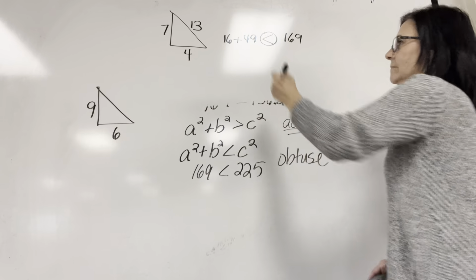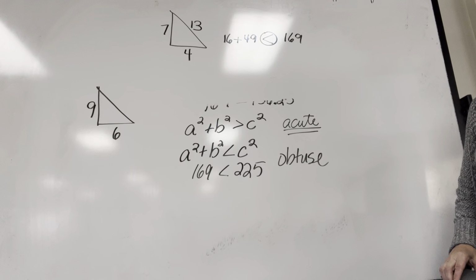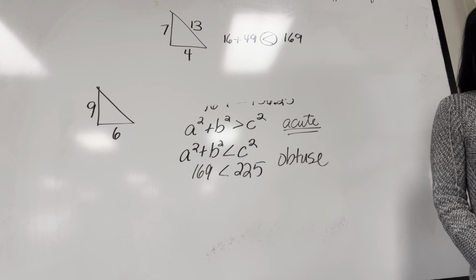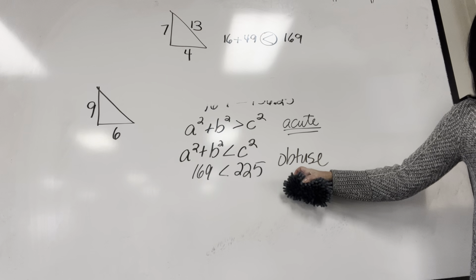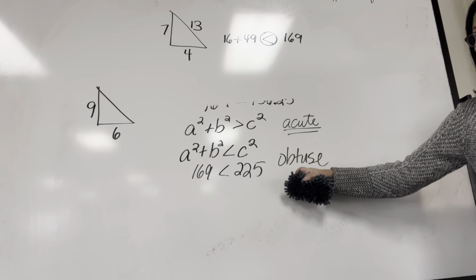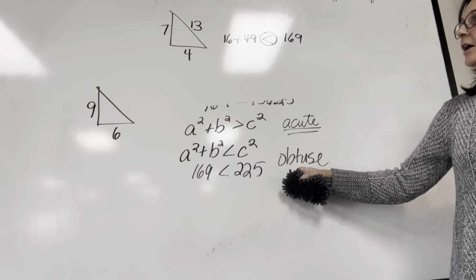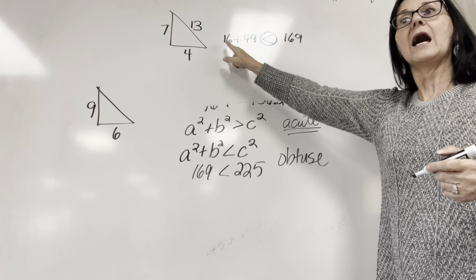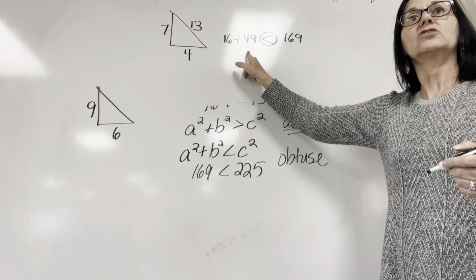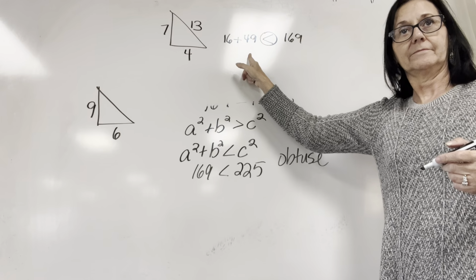Hold up. Are you telling me that 16 plus 49 is greater than 169? No, I'm saying I thought it was lower. I got it mixed up. So you better write it down. I did write it down. Wait, it's obtuse? It's obtuse. But 7 squared times 4 squared is 700. No, we're not multiplying. It's 4 squared plus 7 squared. I mixed up my signs.